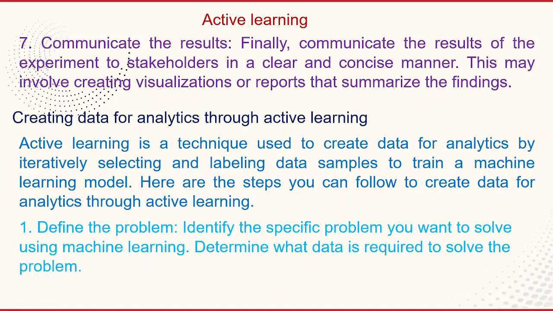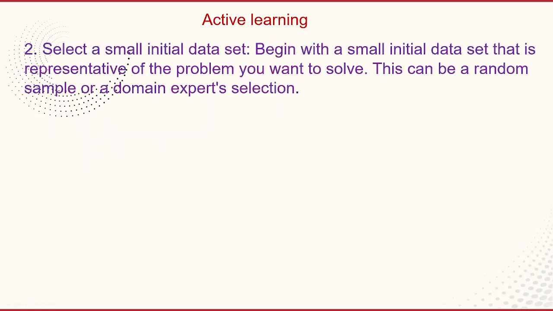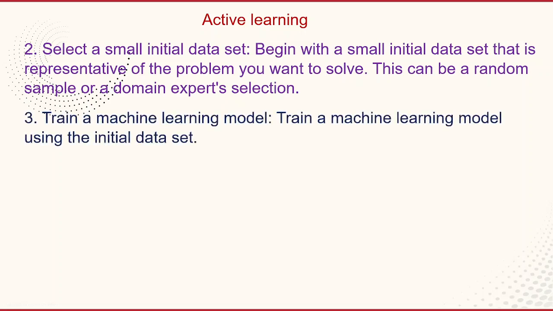Define the problem. Identify the specific problem you want to solve using machine learning. Determine what data is required to solve the problem. Select a small initial data set. Begin with a small initial data set that is representative of the problem you want to solve. This can be a random sample or a domain expert's selection. Train a machine learning model. Train a machine learning model using the initial data set.